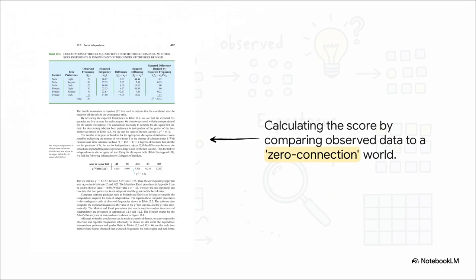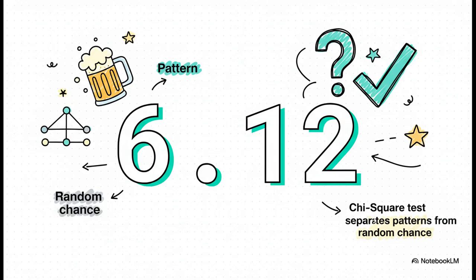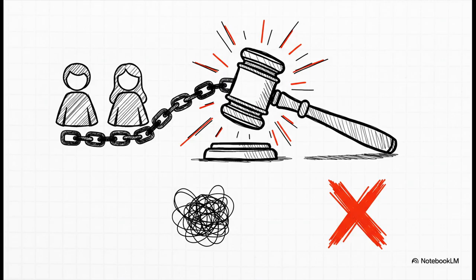So we do the same calculation, but here's the clever twist. To get our expected numbers this time, we calculate what the world would look like if there was zero connection at all between gender and beer choice. Then we use our chi-square test to measure the gap between that totally independent hypothetical world and the real world they actually observed. And after running all the numbers, the final surprise score for the brewery data comes out to 6.12.